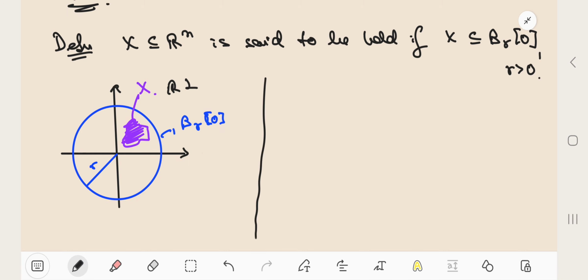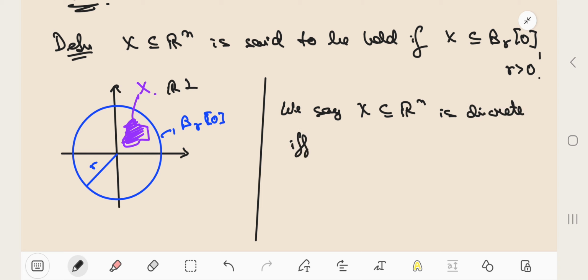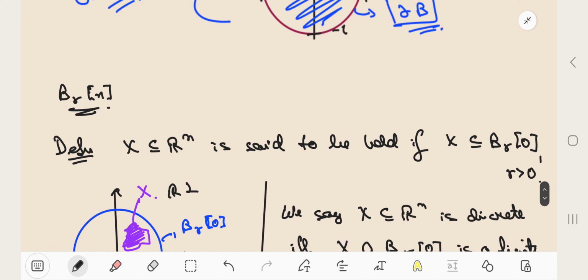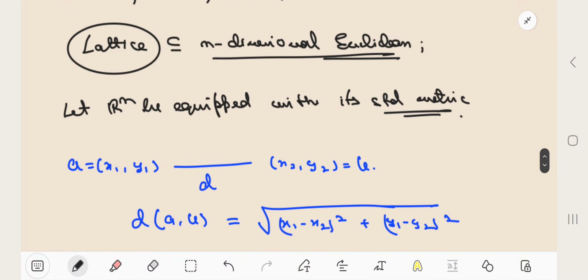The next definition is what is important in our case, which we will be dealing with throughout the end of this lecture: we say a subspace of Rn, X, is discrete if and only if that space intersects with the closed ball of radius r centered at origin at finitely many points. So this is a finite set. Clear? Okay. Now let's come back to the first diagram of lattice we made.